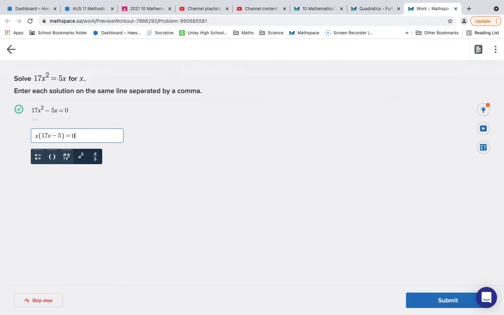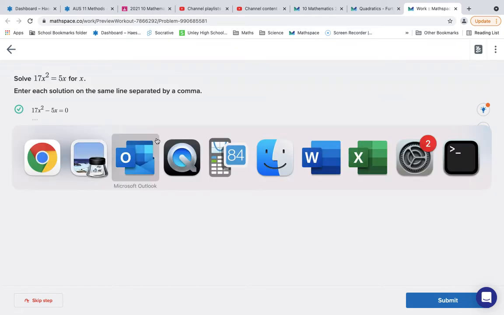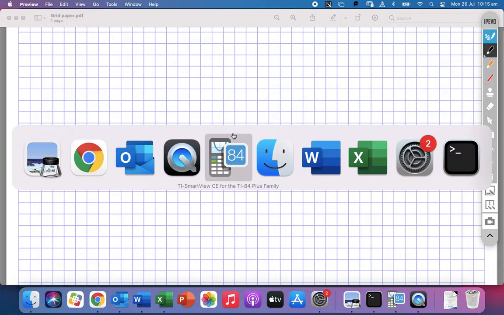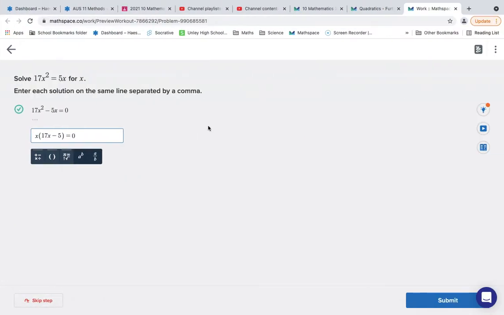This means that x equals 0, or our other option would be 17x minus 5 equals 0. Okay, so I'll just look at that second part for you. I just need my pen. Back to MathSpace. So we're saying at this point a times b equals 0, therefore a equals 0 or b equals 0, or they both equal 0, so therefore x equals 0, that's the easy part here.